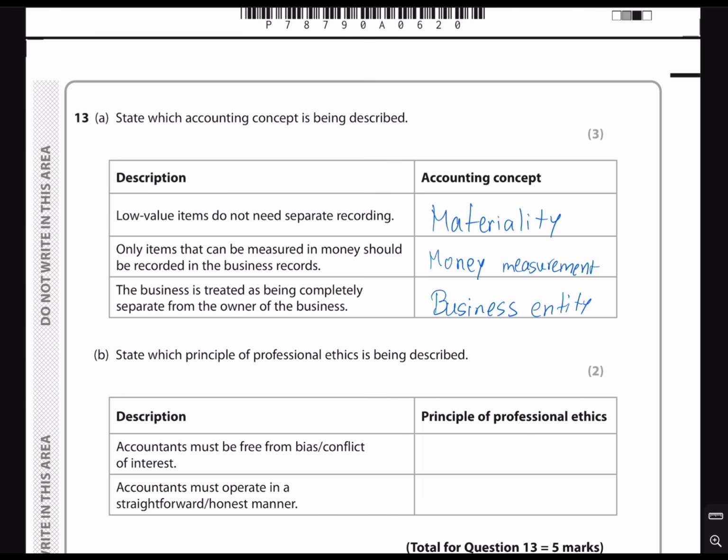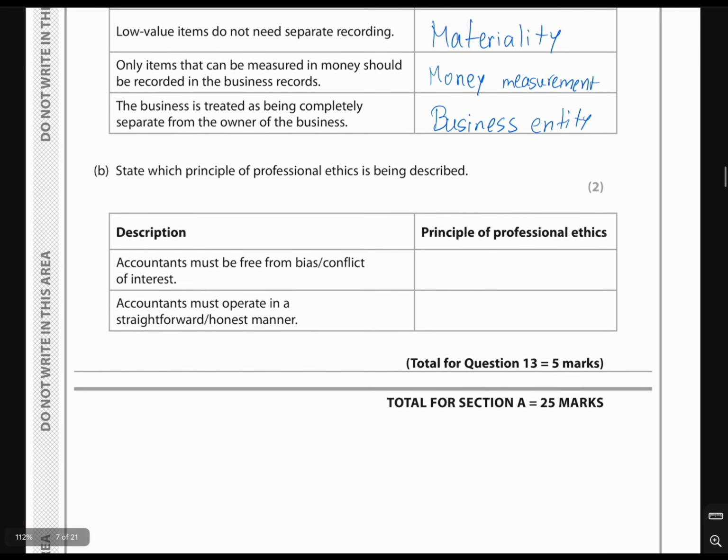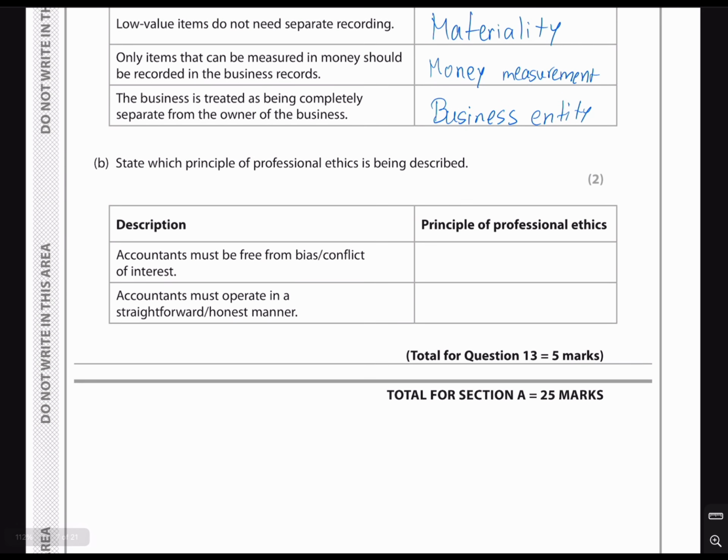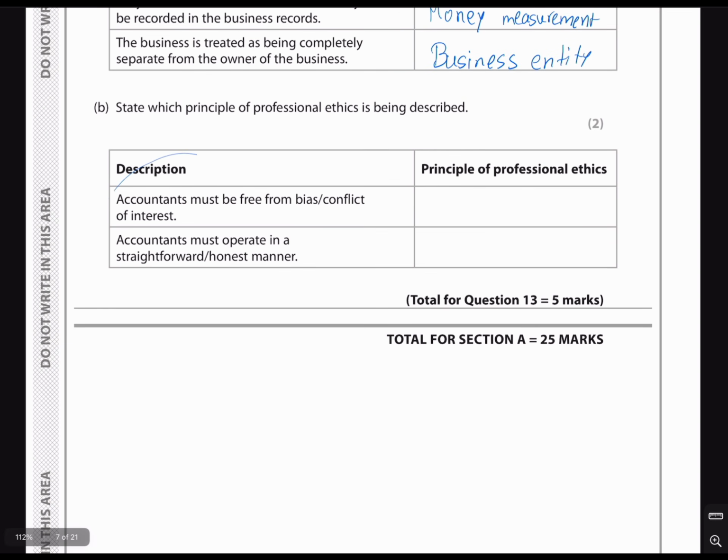So on number B, next we have: state which principle of professional ethics is being described. Now, this one is easy. Accountants must be free from bias, conflict, or conflict of interest. So it's objectivity. If you don't remember it, you can just go to the book. You can just go through the IGCSE 921 book and get a quick brush up on this concept.